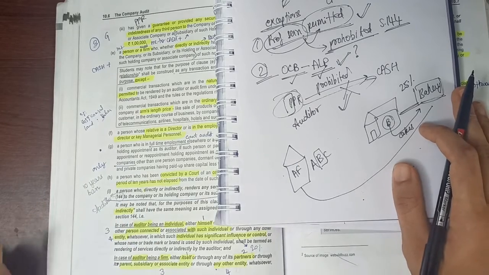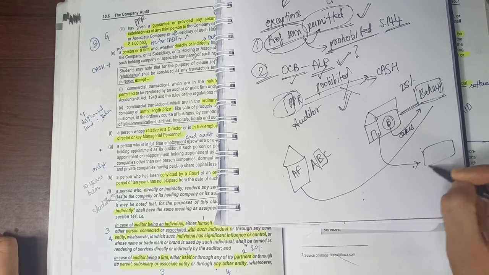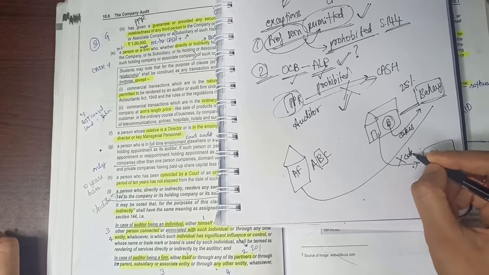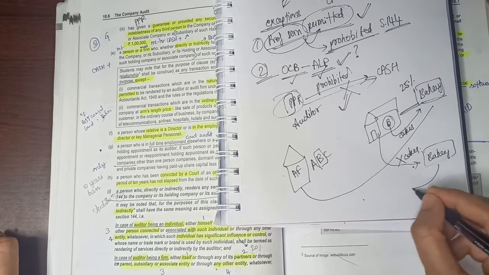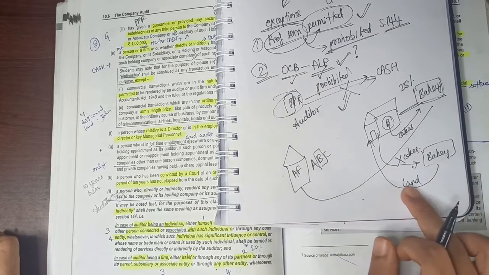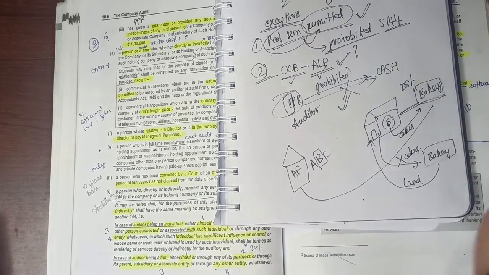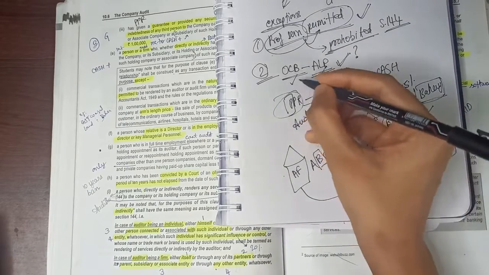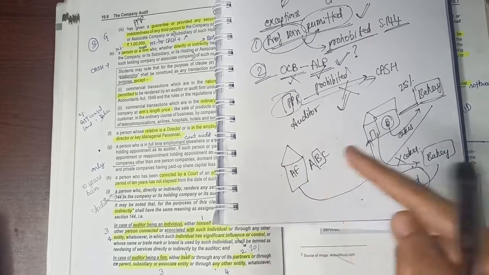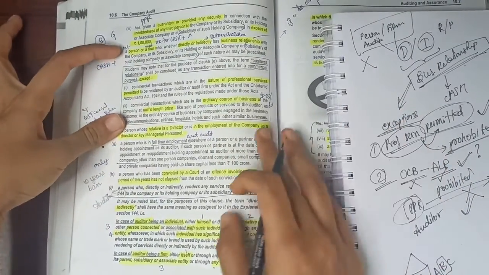Now there is another transaction where I go to the bakery, but this time I didn't go to buy cakes. Rather I am going to buy a land from the bakery. Is buying land the ordinary course of business? Does the bakery sell land to everybody? No. That means this is not in the ordinary course of business. Then in such case, my audit firm will be disqualified to be the auditor of the bakery. That is what is said in these both points.